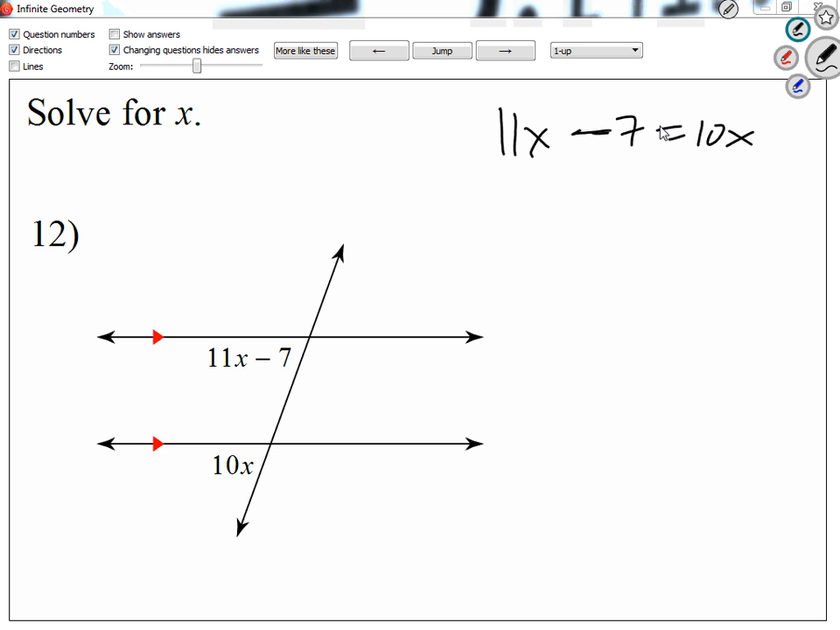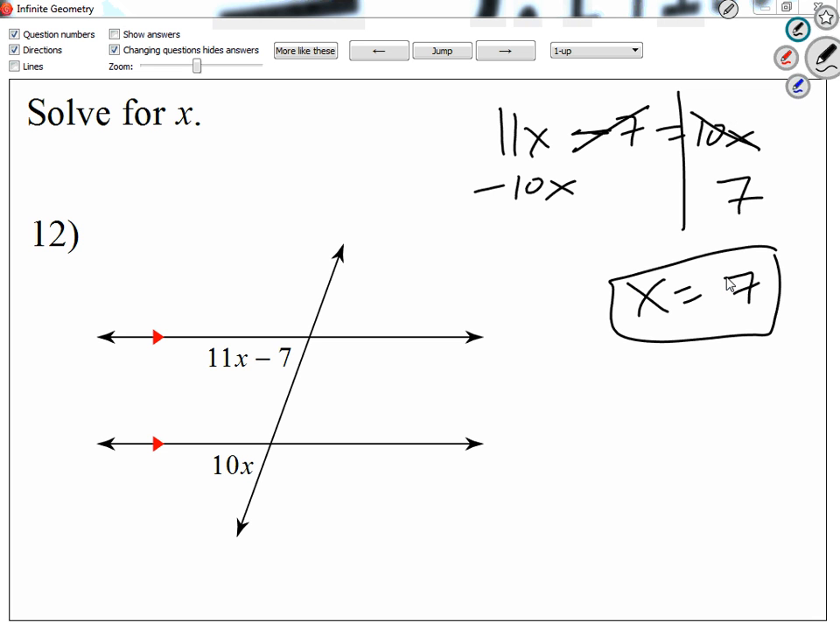So 11x minus 7 equals 10x. My 10x, let me move it to the left as a negative 10x. My negative 7, let me move it to the right as a positive 7. So what's the value of x? 7. Right, so 11x minus 10x is 1x, and then 7 by itself.